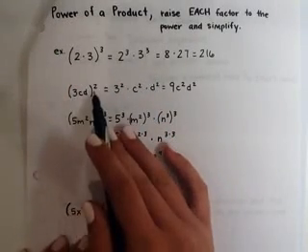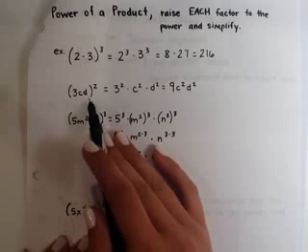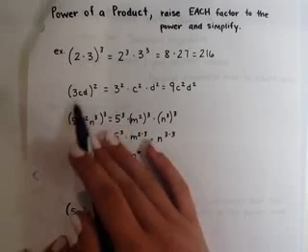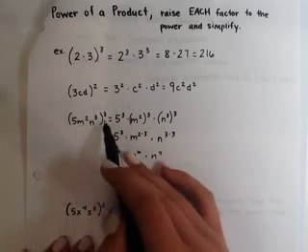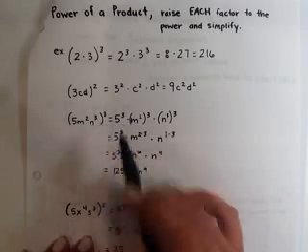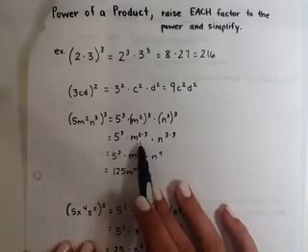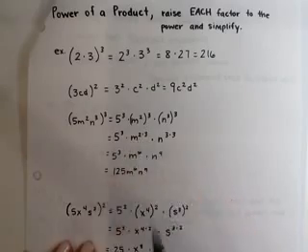Here, 3 will be raised to the second, C will be raised to the second, and D will be raised to the second. Everything inside. Here, 5 will be raised to the third. M squared will be raised to the third. N cubed will be raised to the third. But you will go on to have a power to power. You have to multiply.